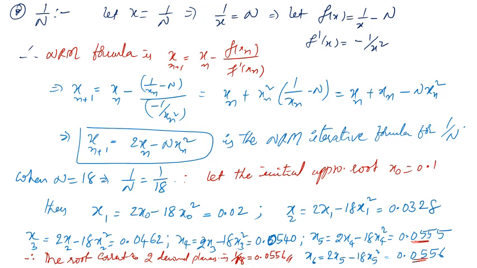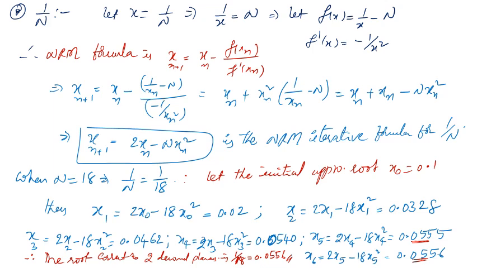Then what is f dash x? This is only 1. So choosing f of x as x minus 1 by n is the wrong choice. So let us reverse this: 1 by x equal to n. Now what is f dash x? Minus 1 by x square. Therefore choose the function f of x as 1 by x minus n. So f dash x is this.